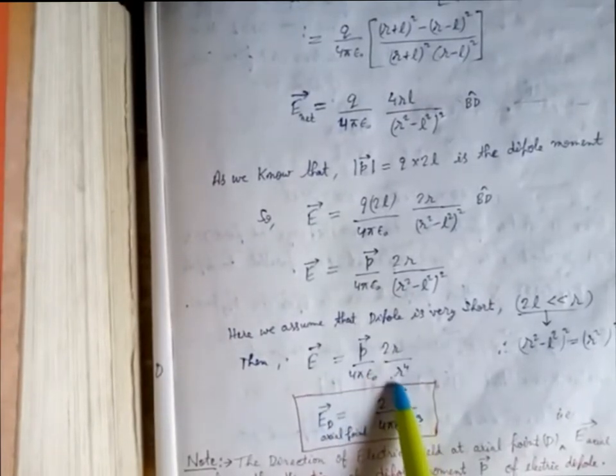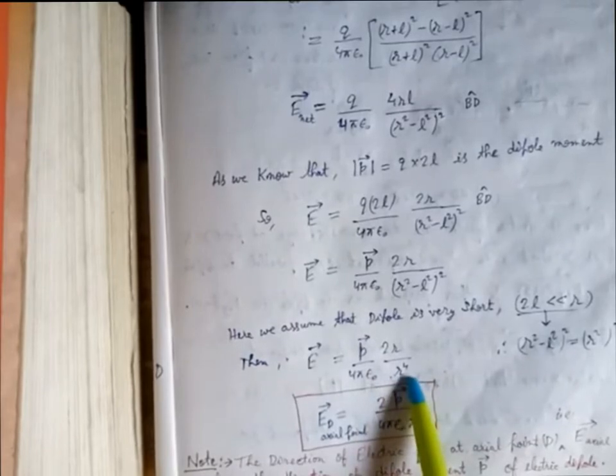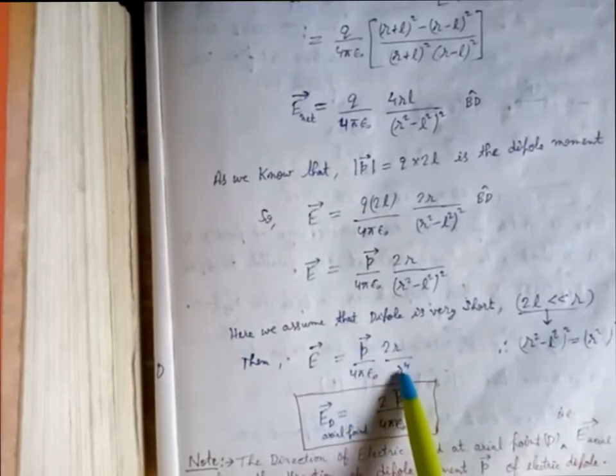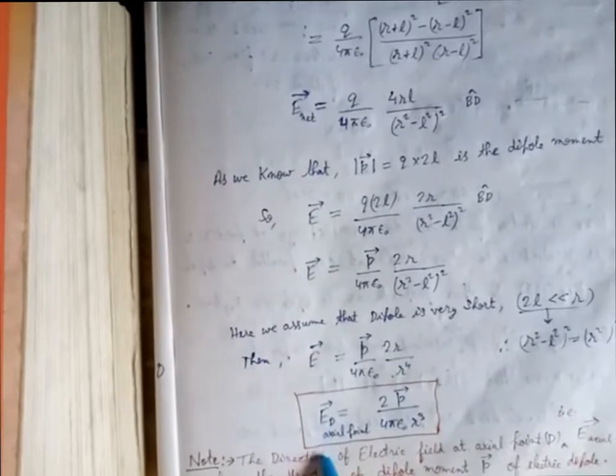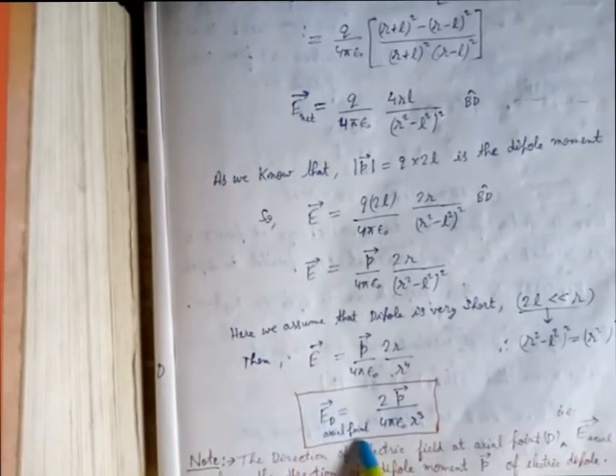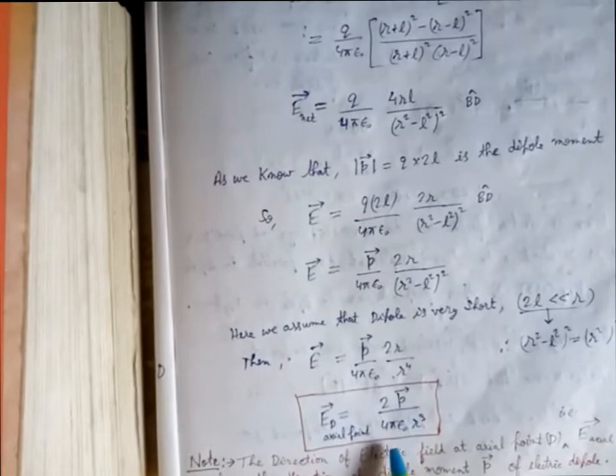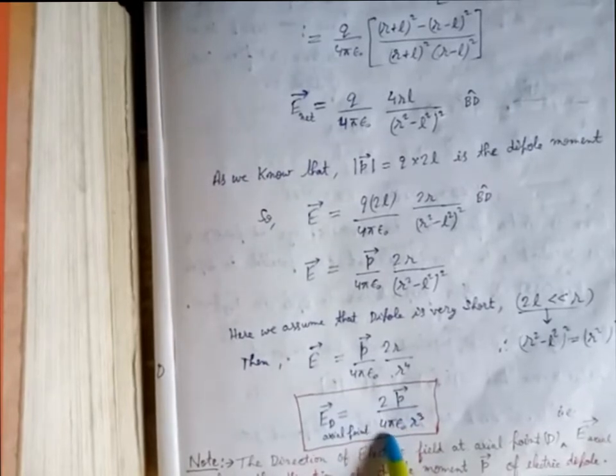into 2R divided by R power 4. So one R power will be cancelled out. So we will get the electric field at axial point D, that is 2P upon 4 pi epsilon naught R cube.